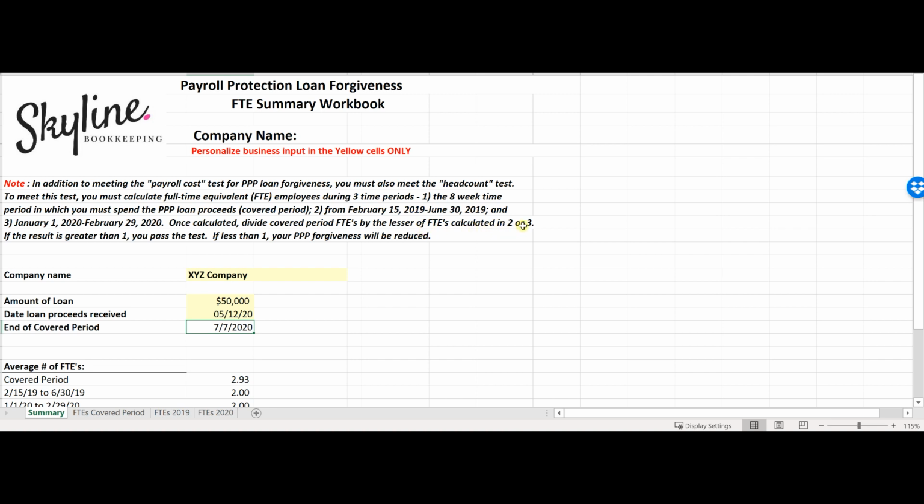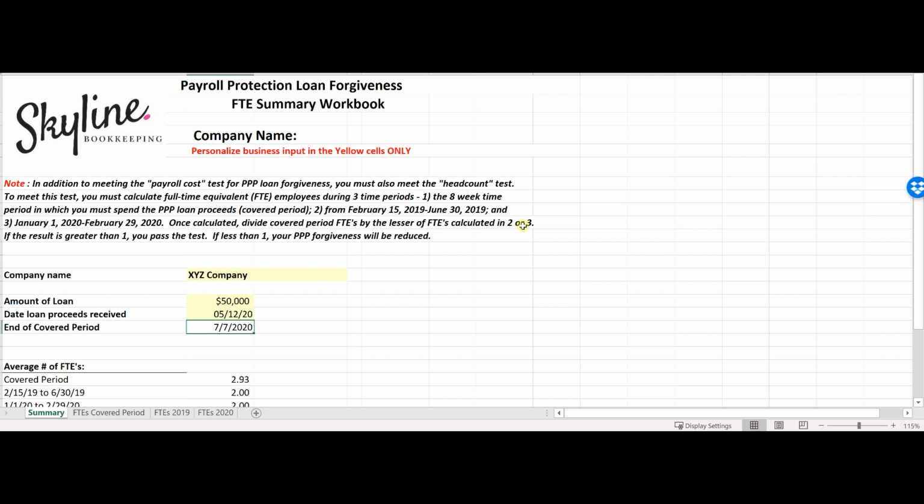So basically what this means is when you initially applied for your loan, more than likely you had to provide a bunch of information on how many employees you had, what their total payroll cost was in certain time frames. So basically what we're doing now is we're making sure that we have the same amount of people, full-time equivalent employees, during the covered period in which we're going to ask for loan forgiveness.